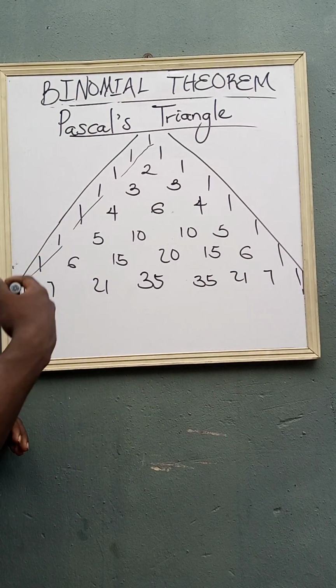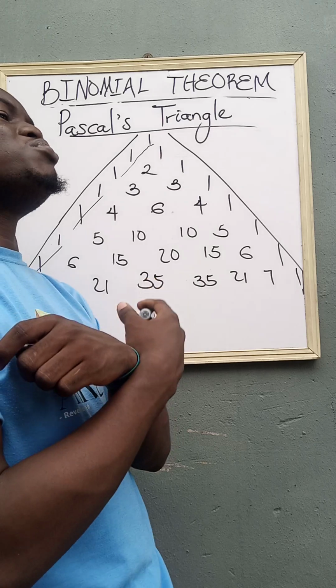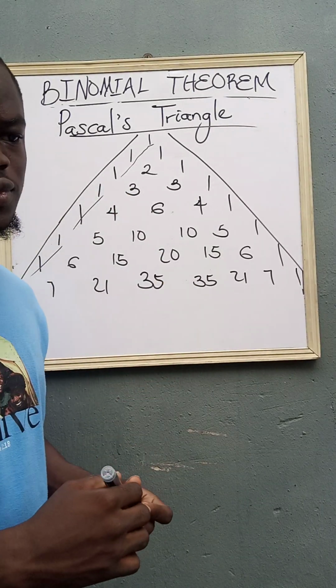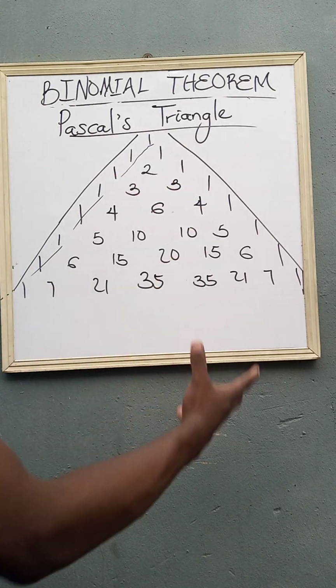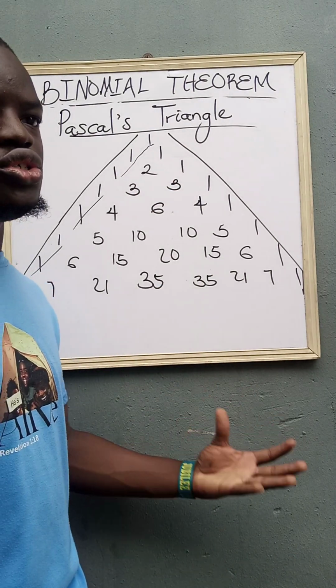You can continue on and on to as many powers as you have. You can do till 20, as much as you want. So this is basically what Pascal's triangle is talking about.